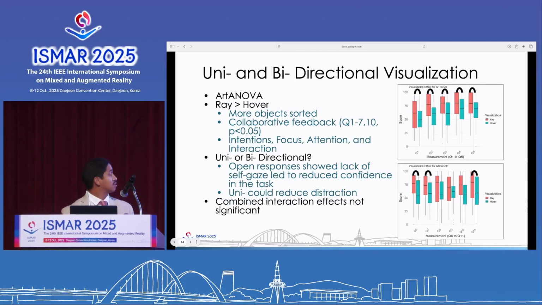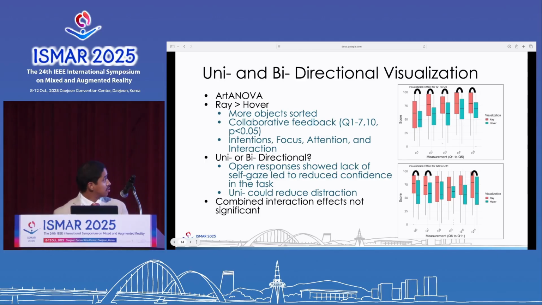So with our results, we conducted an align, rank, transform, and ANOVA on the data itself because we wanted to see the individual conditions as well as the combined effects of both. For the most part, what we saw from the visualization preference was that participants significantly preferred ray over hover, which was not surprising because the hover visualization did tend to occlude the color of the objects as well as make it difficult to tell whose visualization was whose. So seeing a bunch of things being highlighted on a dynamic conveyor belt was very confusing.